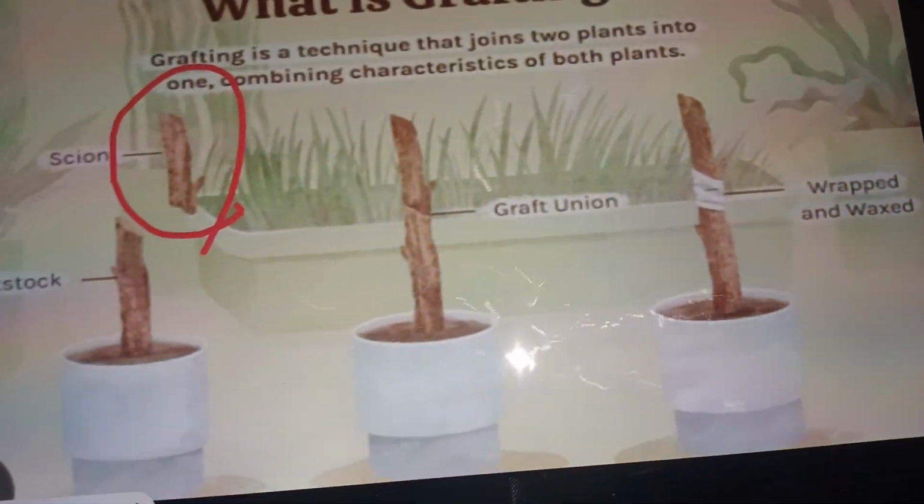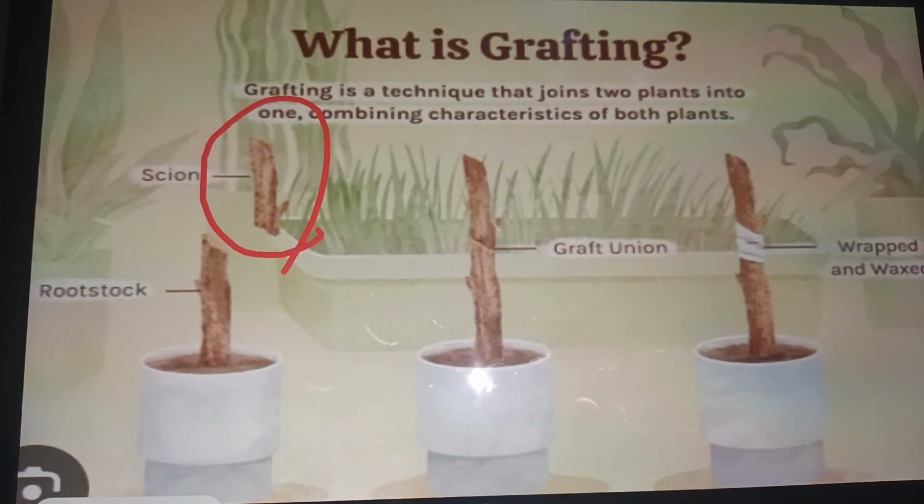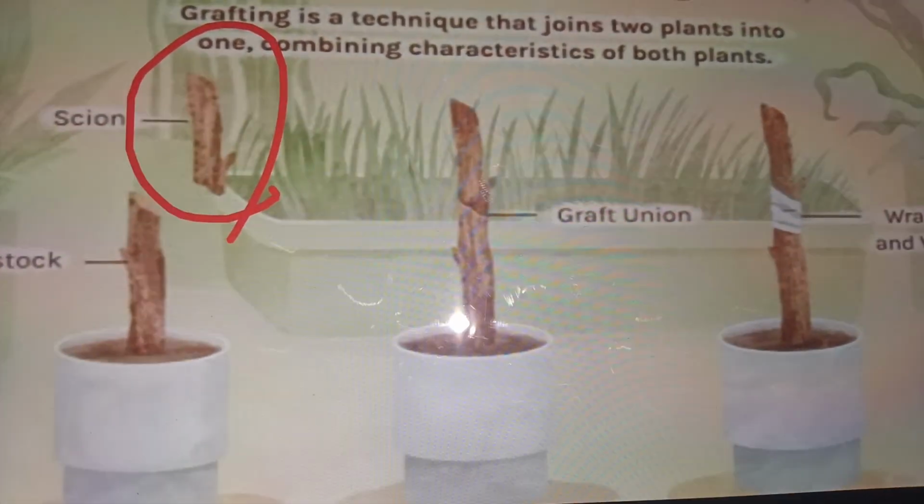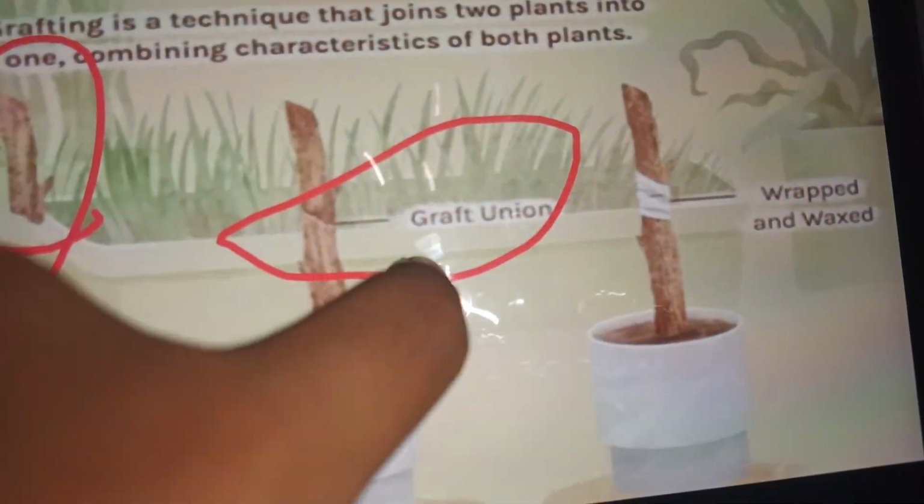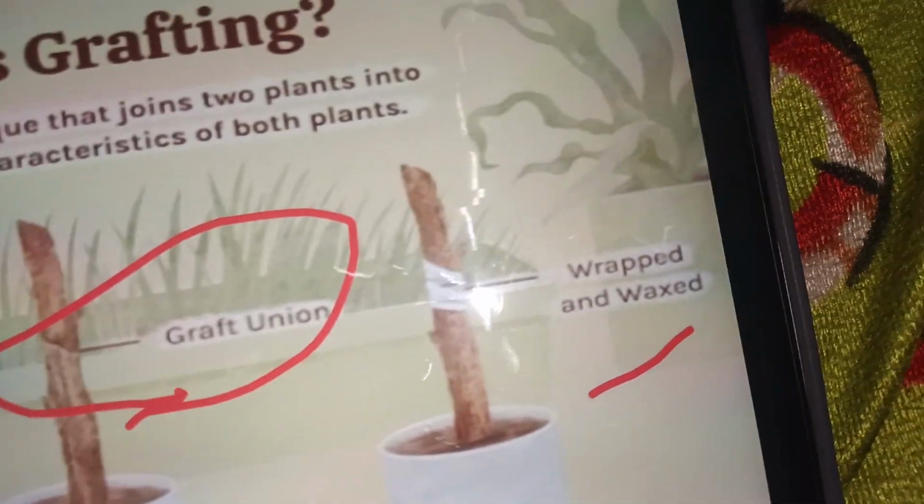See, with the help of a diagram over here, it is the scion which you want to put, and the stock, root stock, where you want to attach it, where you want to attach the scion. Is that clear? Graft union. Now it has been united. What happens? Tape and wax. Is that clear? Nothing else.